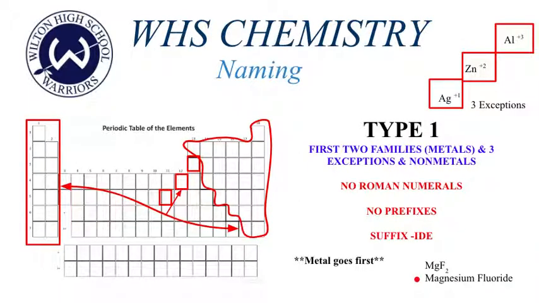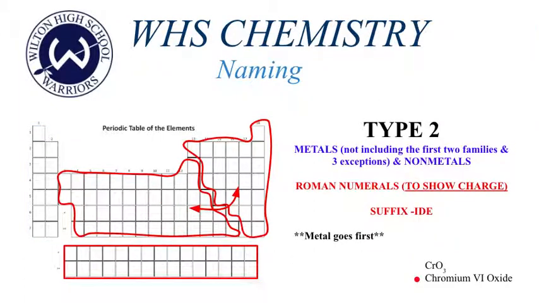So next we have type 2. For type 2, we have transition metals, right here, and nonmetals. It's important with type 2 that you only do transition metals and not metals in the first two families, and not metals that are the three exceptions. So it's not aluminum, not zinc, and not silver.